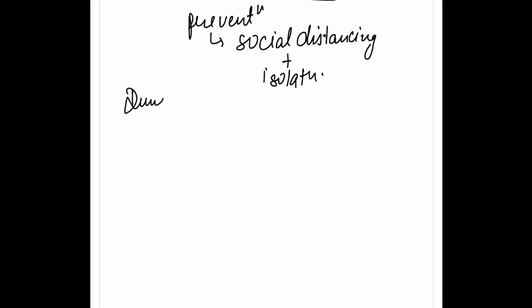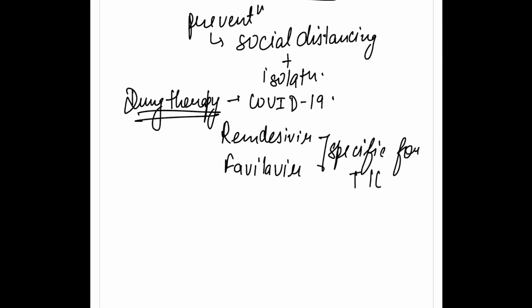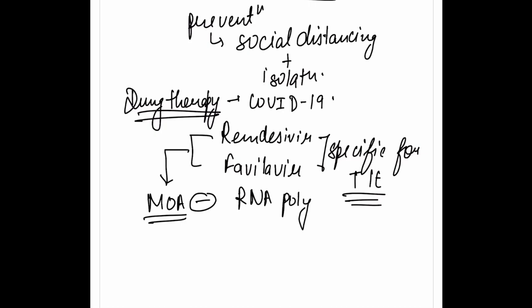The drug therapy that is constituted nowadays for the treatment of COVID-19 is as follows. Two antiviral drugs like remdesivir and favipiravir are specifically used for treatment of COVID-19. The mechanism of action for these is they both inhibit the RNA polymerase of the coronavirus. As we have studied the pathophysiology of COVID-19, we know that RNA polymerase is responsible for formation of new RNA particles that increases the virus particles within the body.